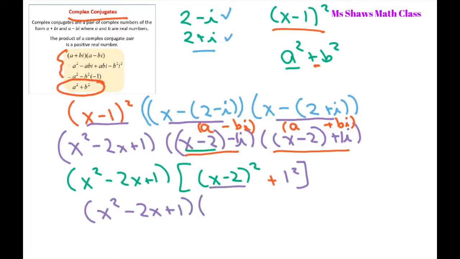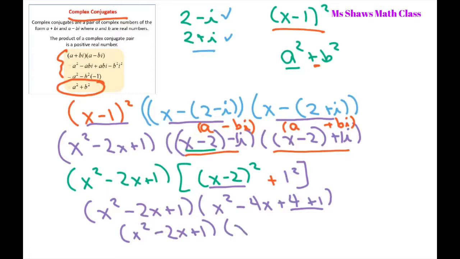Now let's take care of this piece. It's the same thing. This is x squared minus 4x plus 4 plus 1, and then all you have to do is add these two. So we get x squared minus 2x plus 1 times x squared minus 4x plus 5.